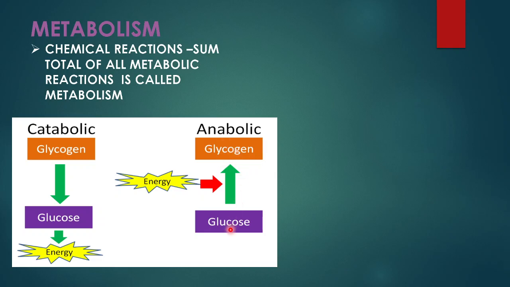Why are we calling it anabolic? This is building up. Glucose units are joining together with the help of glycosidic bonds to form glycogen. So that is why it is an anabolic process. Another example of anabolic is photosynthesis.